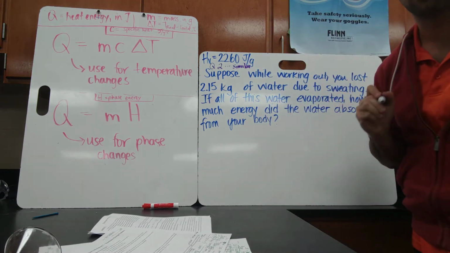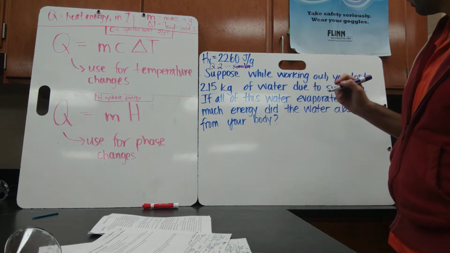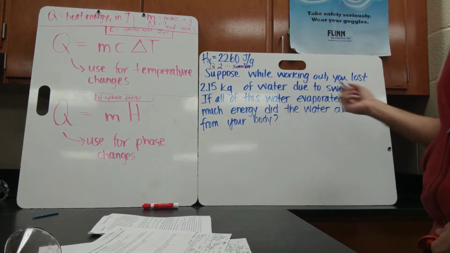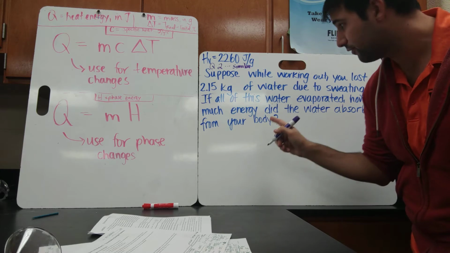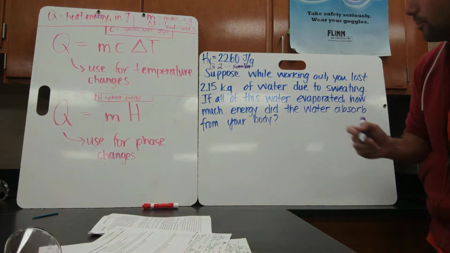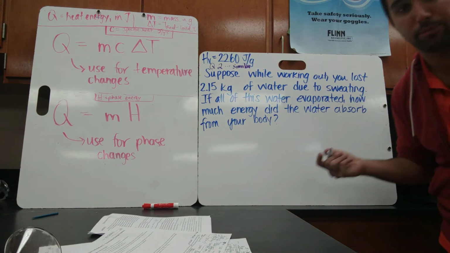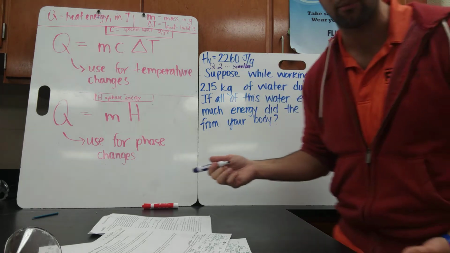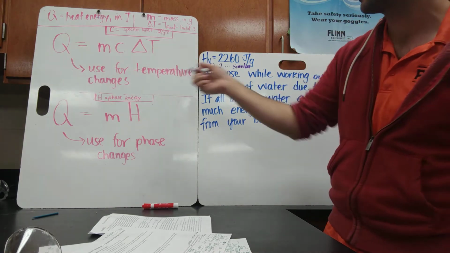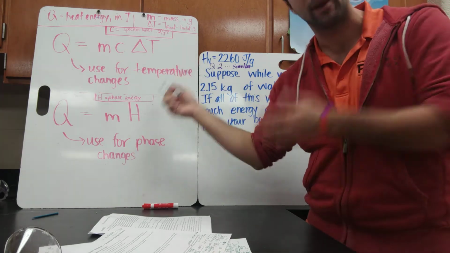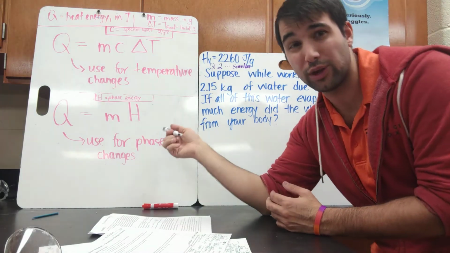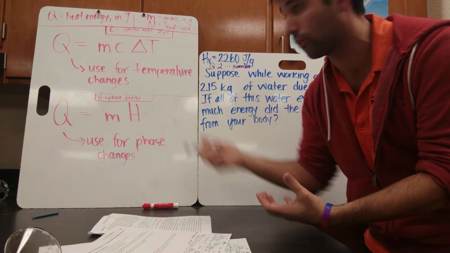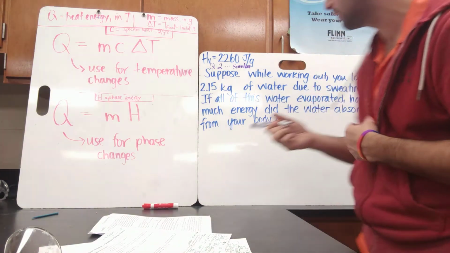Suppose while working out, you lost 2.15 kilograms of water due to sweating. If all of this water evaporated, how much energy did the water absorb from your body? Now let's try and figure out which equation I'm using. I have Q equals MC delta T, and I use that for temperature changes, and I have Q equals MH, and I use that for phase changes. Which of these equations am I going to use?